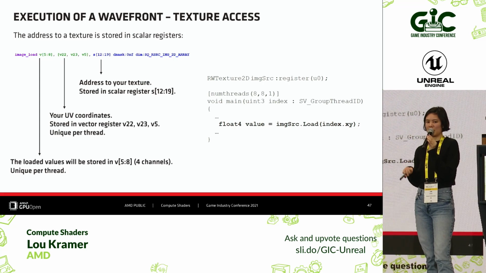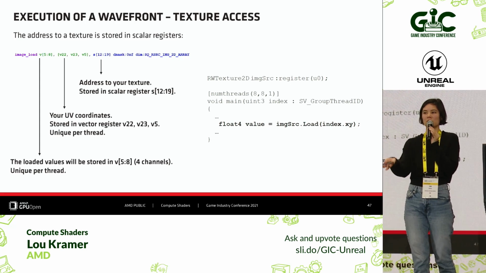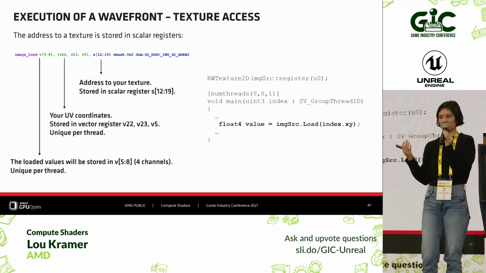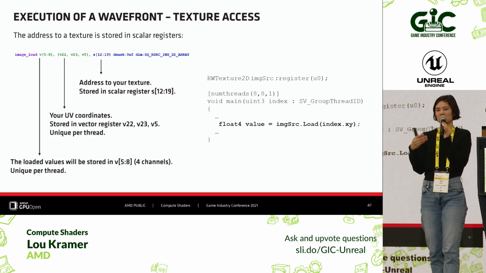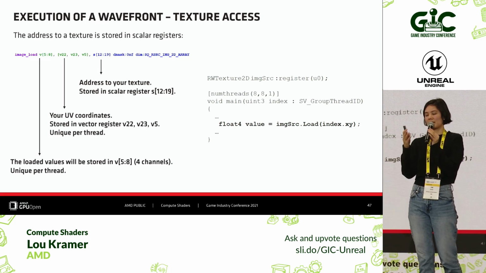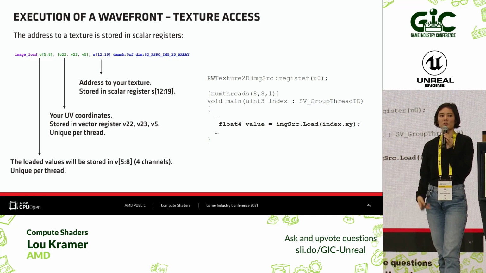If you look at the assembly, you have image load, then your loaded data ends up in some vector register, so it's unique per thread, because I assume most threads will access different texels. Then you have the UV coordinate, which is also unique per thread.